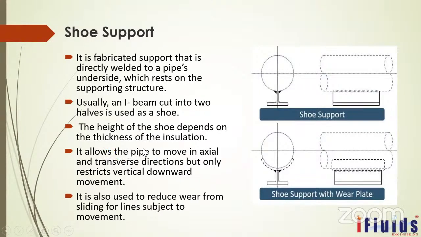And what is the function? It allows the pipe to move in axial and transverse direction, but only restricts vertical downward movement. That means this is the axial direction. It will allow the pipe to move freely in the axial direction, also in the transverse direction, but it will only restrict the downward. The pipe will not move downward because it rests on the supporting structure. So these are all the shoe support functions: to move in both axial and transverse directions. Wherever the insulation is present, we will prefer this kind of shoe support only, generally for steam lines or high temperature crude lines.